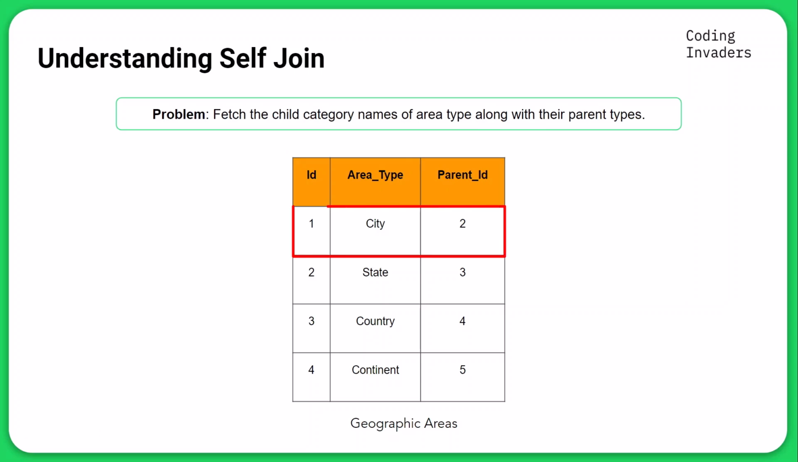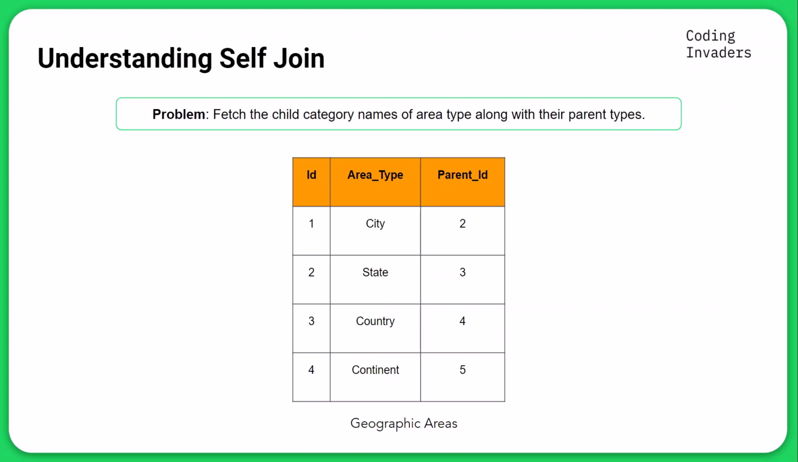ID 1 has area type city and parent ID 2. ID 2 has state and parent ID 3. ID 3 has country and parent ID 4. Similarly, ID 4 is continent and parent ID is 5.